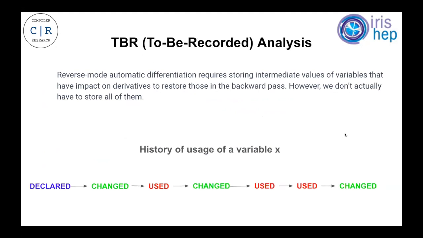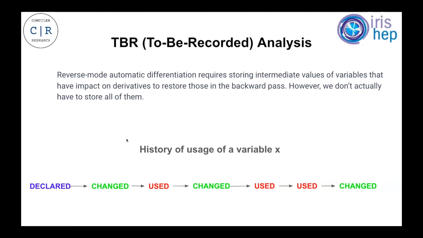A significant type of activity analysis that I'm focusing on right now is called to-be-recorded analysis. As I said, in reverse mode automatic differentiation, we have to do two passes. We first do the forward pass, so we go from the input to the output, and we compute all the intermediate values of variables that we use in that function.